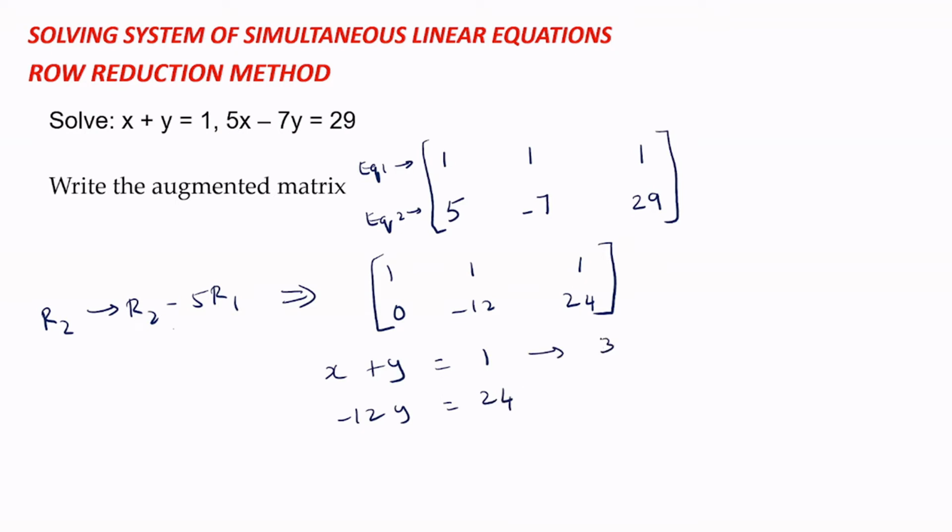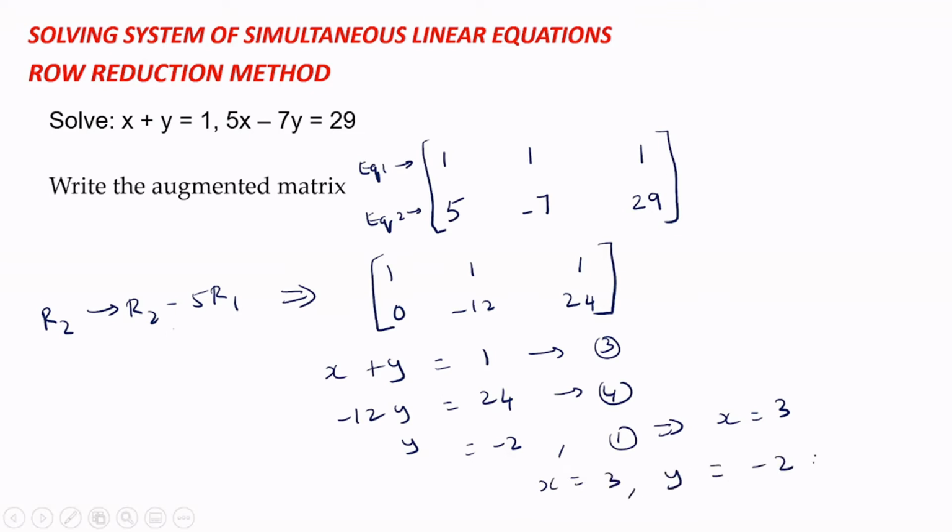So let us take this as 3 and 4. Here minus 12y equal to 24. So we get y is equal to minus 2 and from 1 we get x is equal to 3. So the solution for this system of linear equations is x is equal to 3 and y is equal to minus 2. So like this we can reduce the augmented matrix using row operations to find the value of x and y. x is equal to 3 and y is equal to minus 2 is the solution of this equation using the row reduction method.